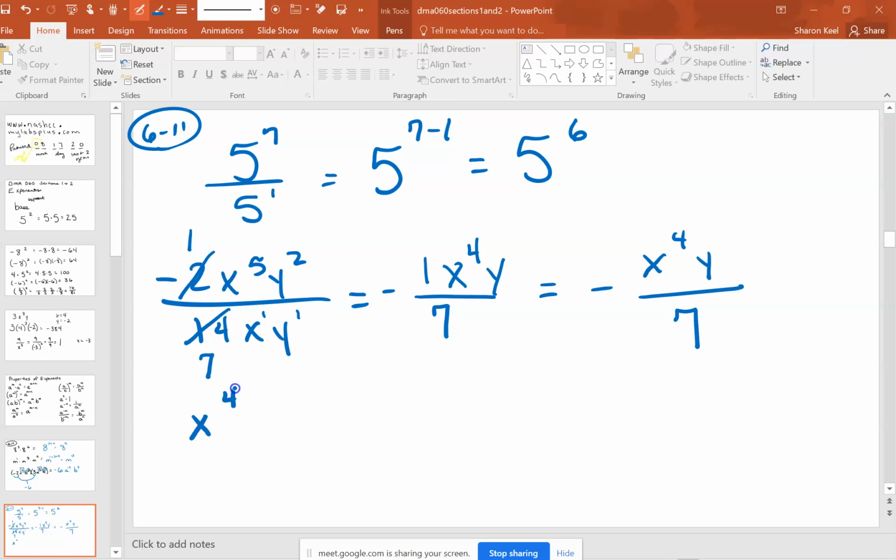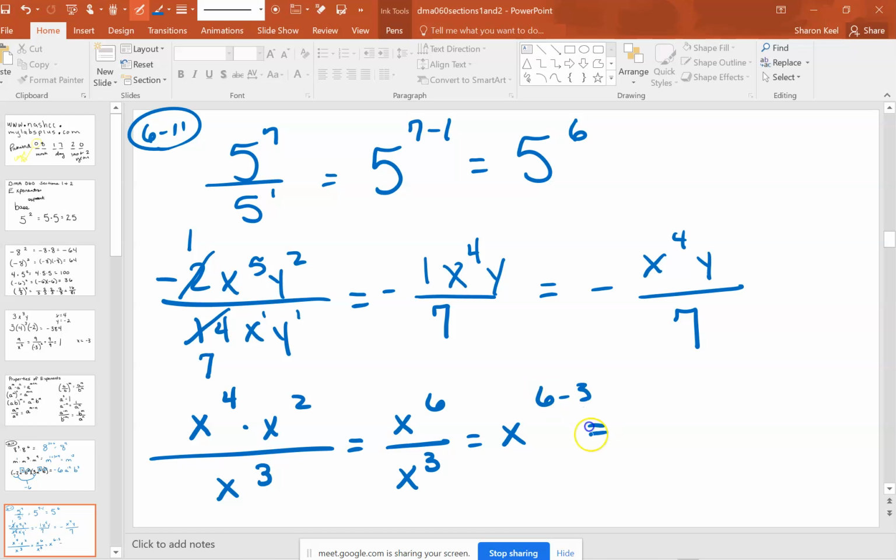Now for this one, we have x to the 4th times x squared over x cubed. We're not going to do any subtraction until we combine the top. The top is going to be 4 plus 2 gives us 6, and then the bottom is a 3. Then we're going to subtract 6 minus 3. So my final answer is going to be x to the 3rd. Okay?